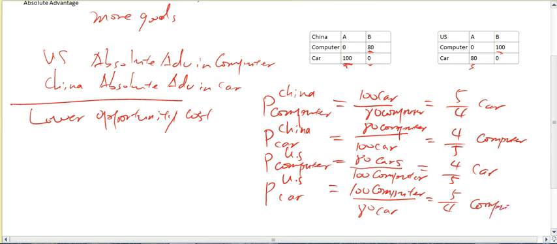Once you finish the four prices, the next step is to see which country has a lower price on which good. Let's compare computers first. For a computer in China, it will cost you 5/4 cars. For a computer in the US, it costs you 4/5 cars. So the computer price in the US is cheaper. So we say the US has a comparative advantage in computers.